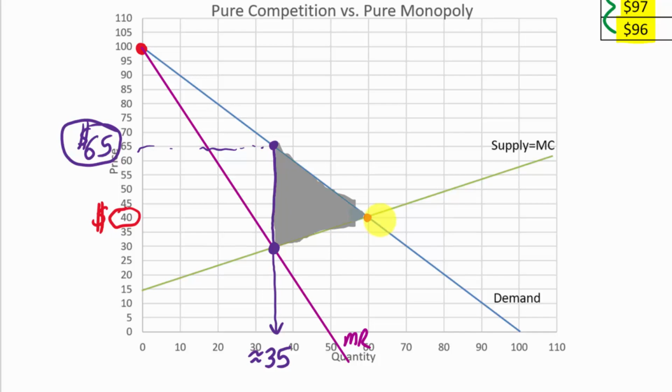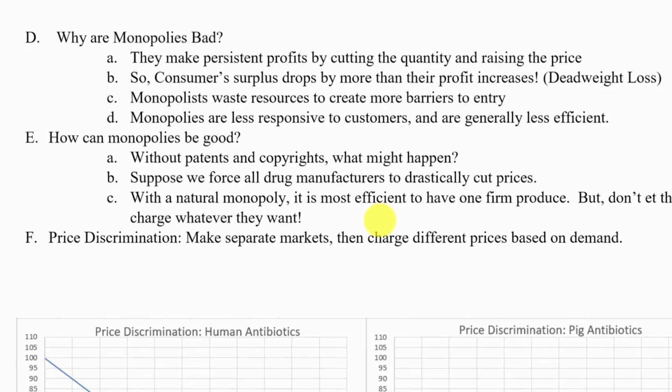So this is going to create inefficiency, and we're going to have a deadweight loss. So why are monopolies bad? Why would an economist not like monopolies? Well, first of all, they make persistent profits. And it's not the fact that they're making profits that we don't like. It's the fact that they're going to make profits forever, and the fact that they're making profits is causing inefficiency.